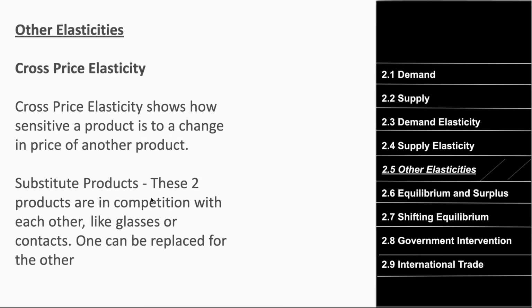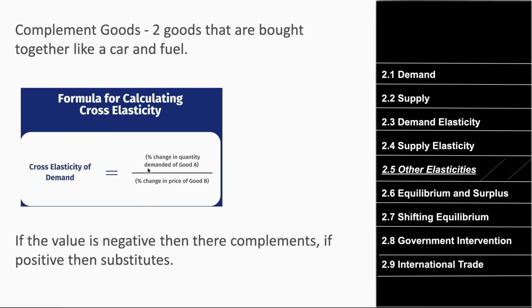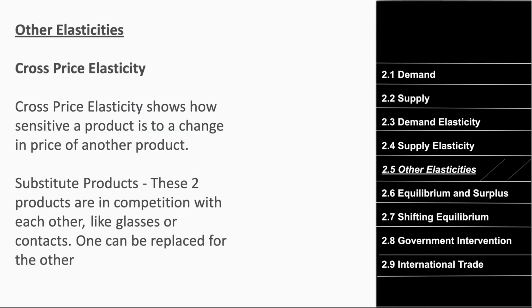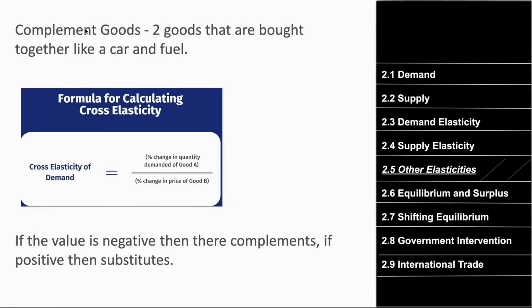Think of the water bottle, but you also could substitute that with the bucket, right? So substitute products are just in competition. You buy either one or the other. Like glasses or contacts, one can be replaced by the other. Complement goods are two goods that are bought together, like a car and fuel or a car and tires, ketchup and mustard, etc. That's what the cross-price elasticity is used for. It's used to determine if two products are substitutes or if they're complements.